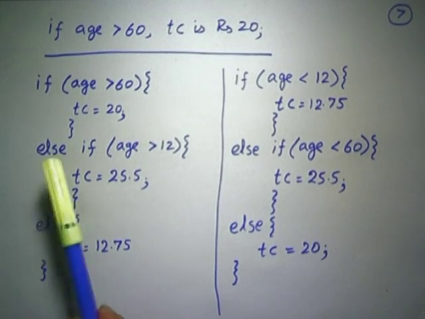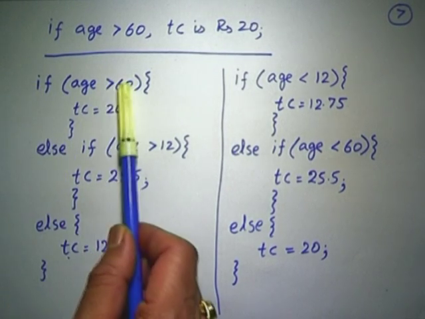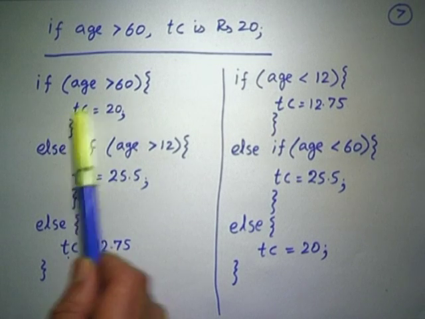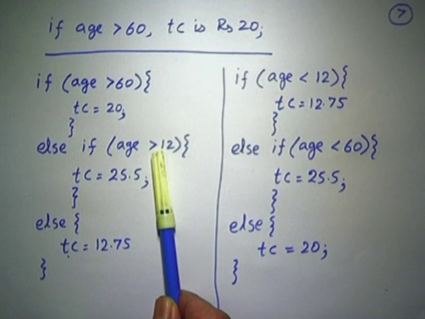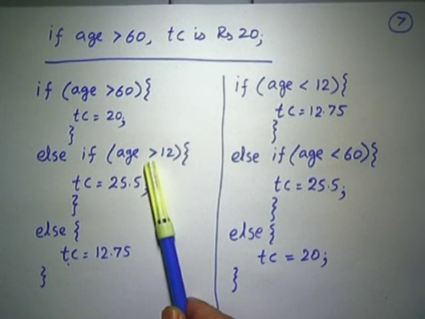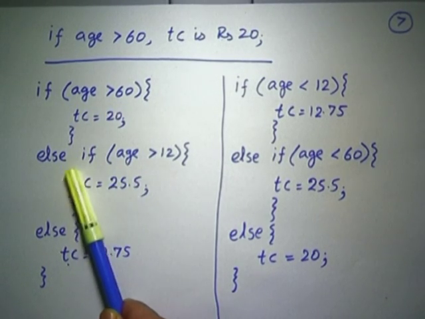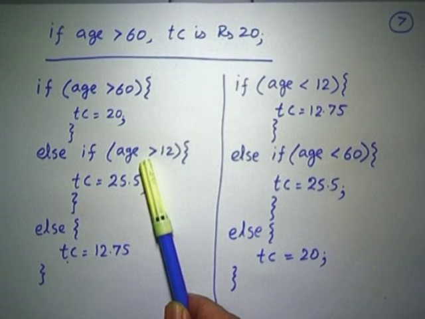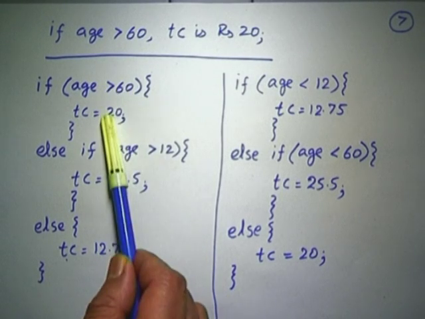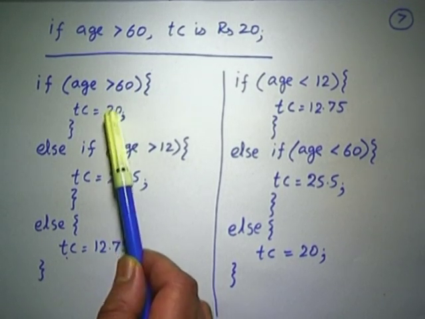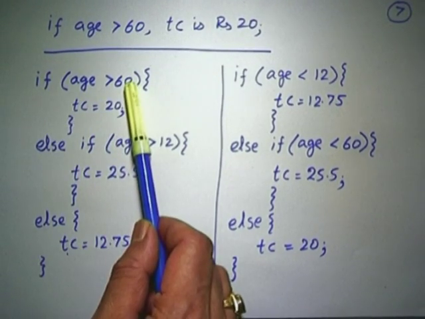So let me now take a value which is, say, 65. An old man is traveling. Is age greater than 60? Yes. TC is equal to 20. Else, is age greater than 12? Will I ever come to this else? Because once this condition is satisfied, the else part is never executed. Please remember this. Once a condition is satisfied, I will be executing only this statement, and after executing this statement, I will skip out of this if block.